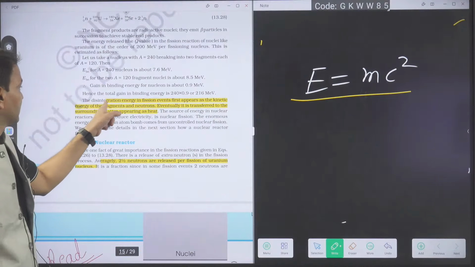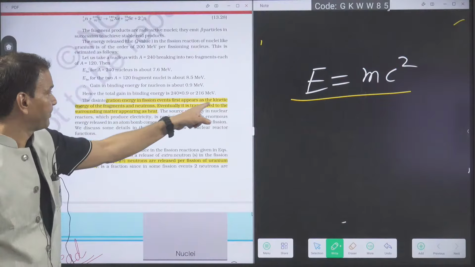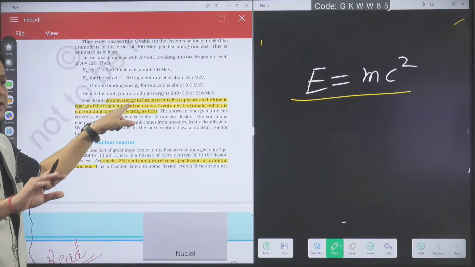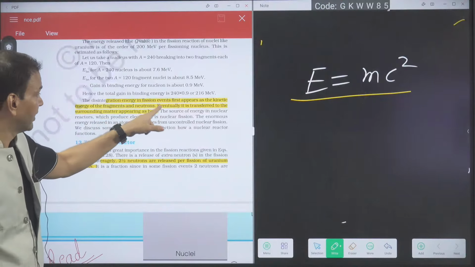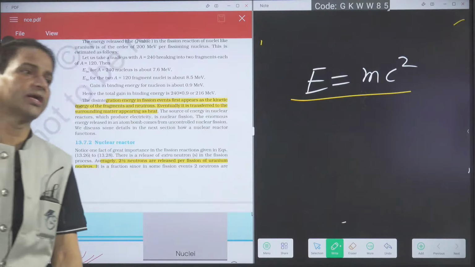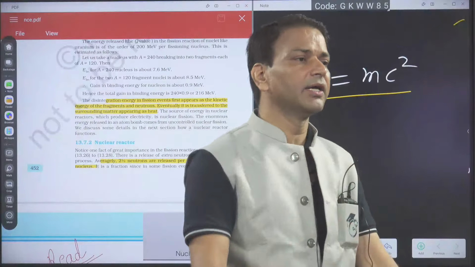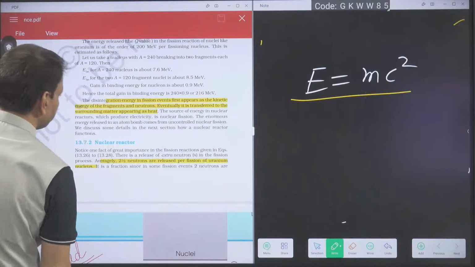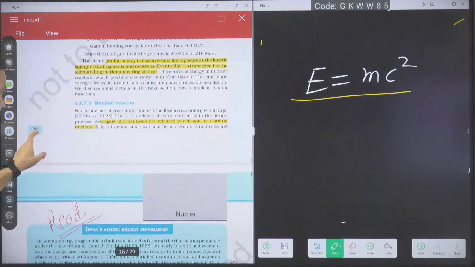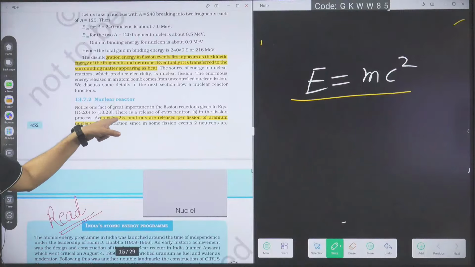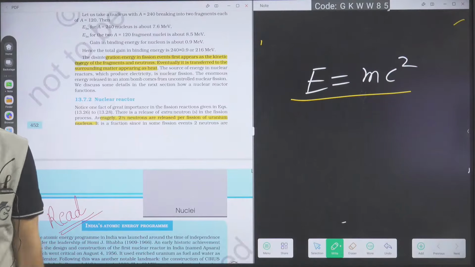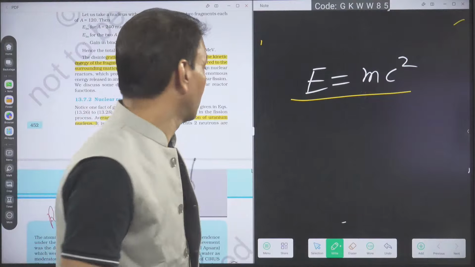Here the disintegration energy in fission first appears as the kinetic energy of the fragments and the neutrons. What I said, whatever energy is released goes in the form of kinetic energy. Eventually it is transferred to the surrounding matter, appearing as heat. Now here also an average of 2.5 neutrons are released per fission of the uranium nucleus. So what is the average number? 2.5. Got it or not?